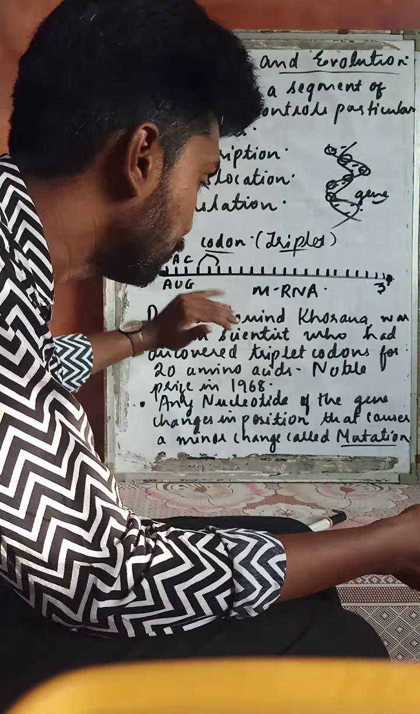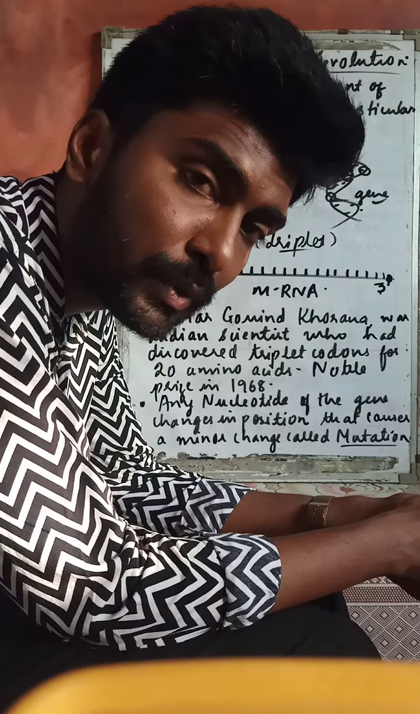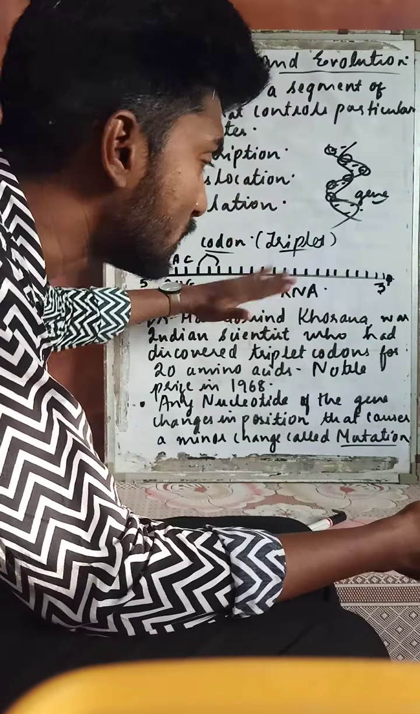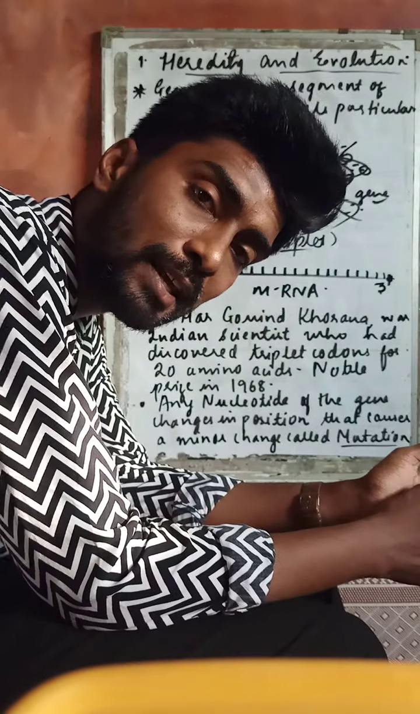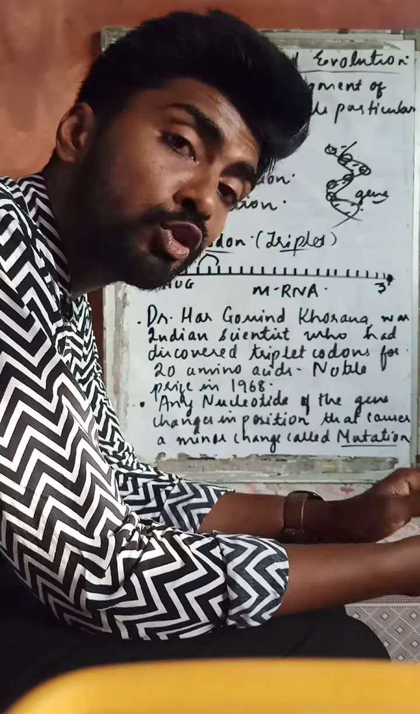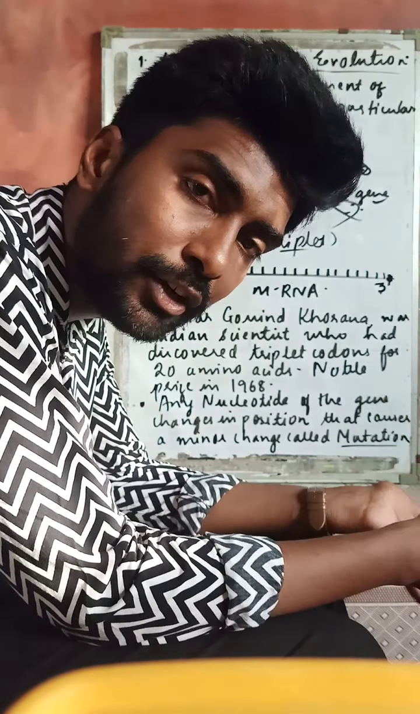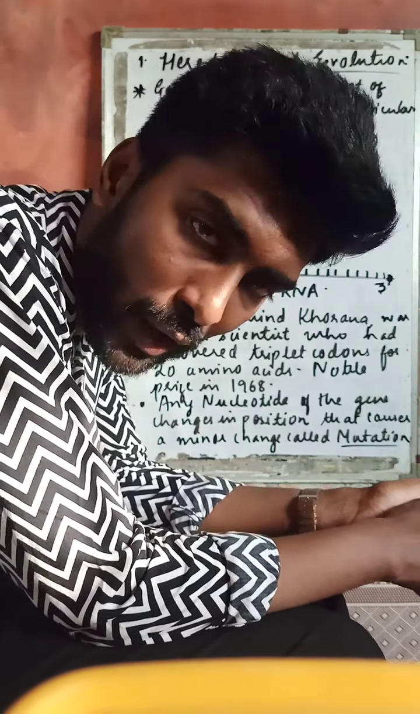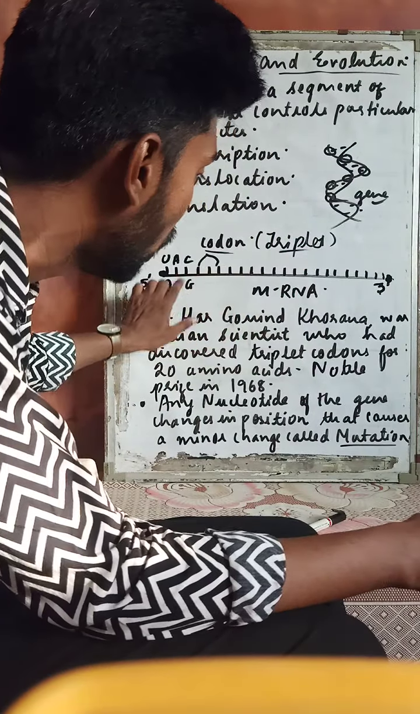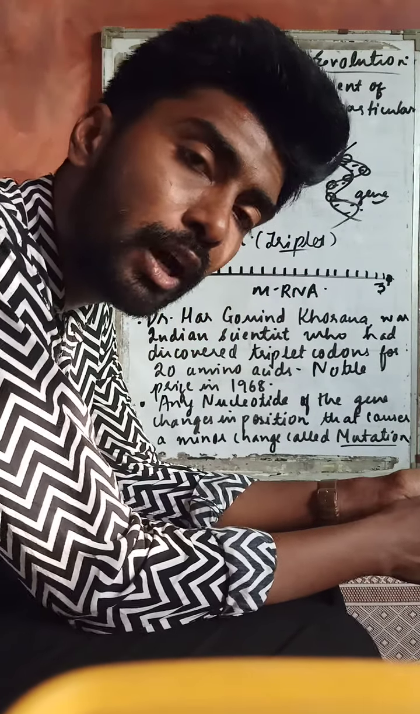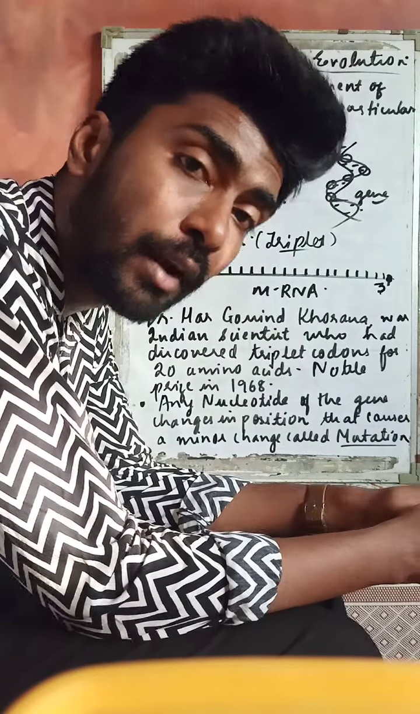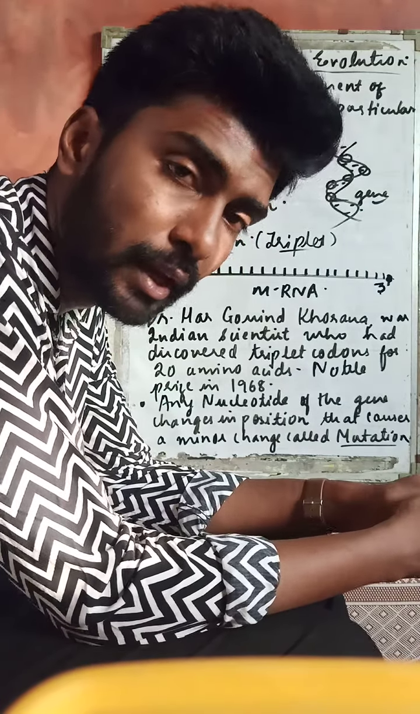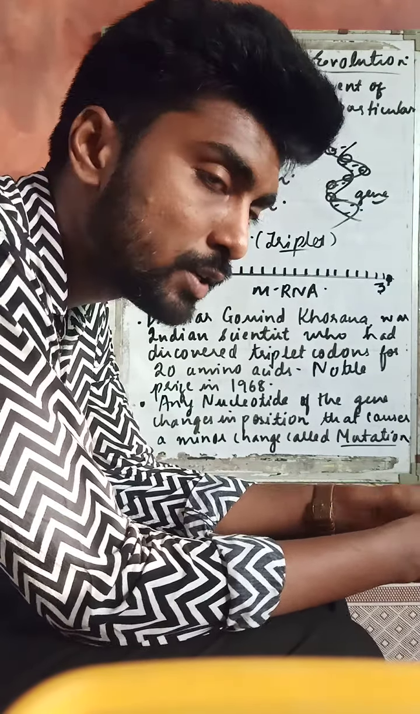So the codon will pair with the anticodon, right? The codon is present on the messenger RNA and the anticodon is present on the transfer RNA. The pairing of codon and anticodon to specify an amino acid is called translation. It's called translation, right?